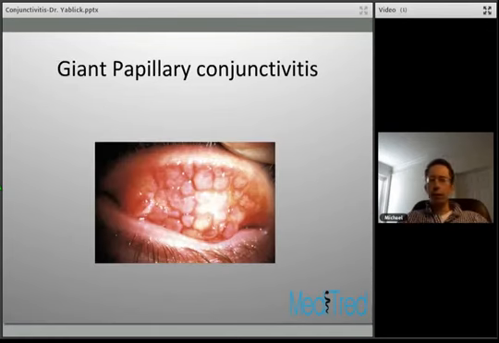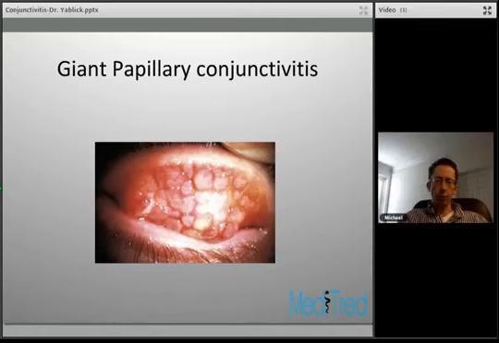And so now we'll talk about giant papillary conjunctivitis, which again is a form of chronic papillary conjunctivitis. Below there you can see a picture of the typical upper lid appearance with these large cobblestone-appearing papillae. You can see some mucoid discharge trapped between the papillae as well.